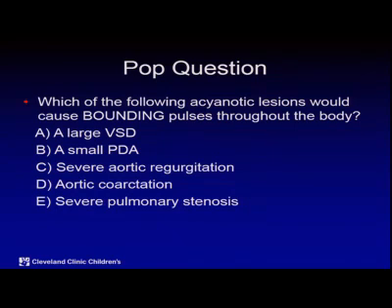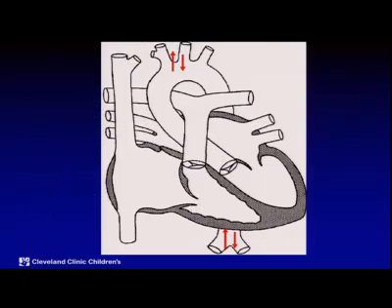All right, and the answer is severe aortic regurgitation. A large VSD shouldn't really interfere with the pulses. A large PDA can cause bounding pulses, but a small PDA should not. Severe aortic regurgitation, I'll show you why. Aortic coarctation can cause bounding pulses in the upper body, but not in the lower body. And severe pulmonary stenosis really should not have impact on your pulses.